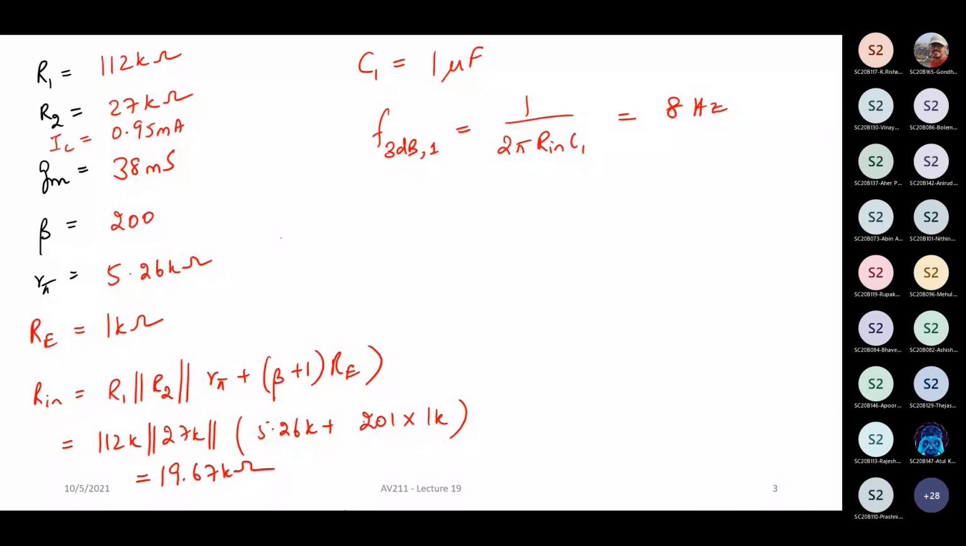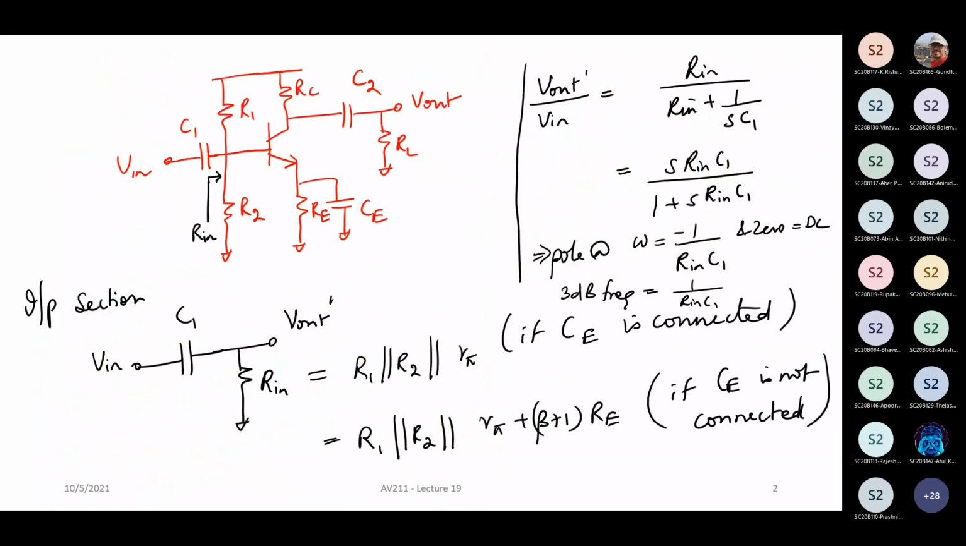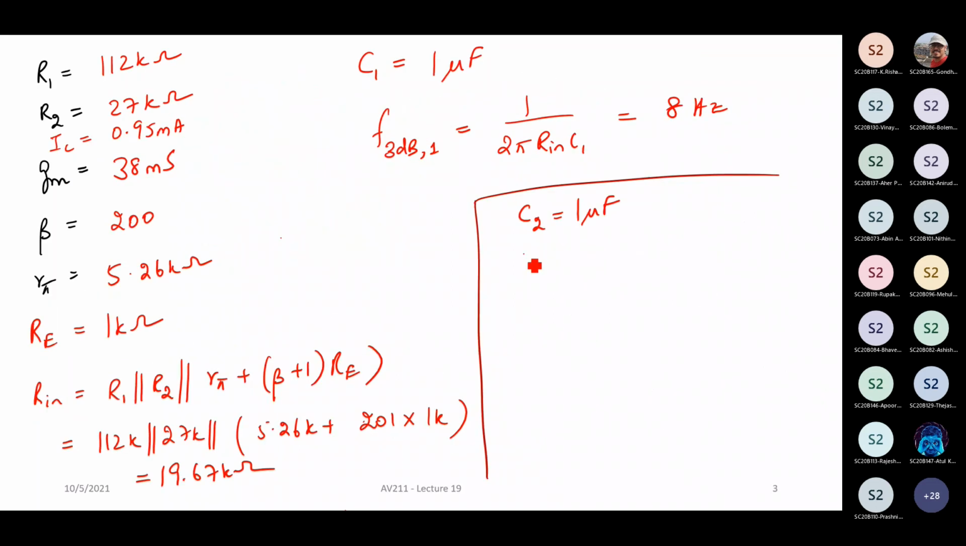Okay. Now, if you look at your second capacitor, what is your second capacitor? What is the value? C2 is also 1 microfarad, right? And you had RC is how much? RL is 1K, is it?